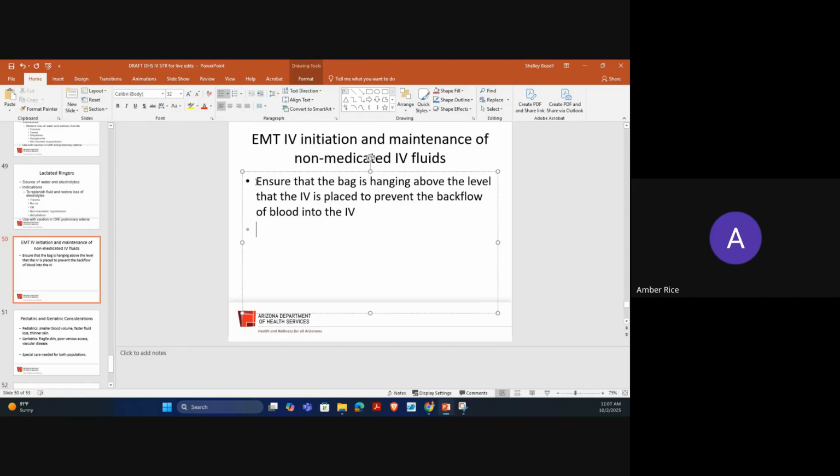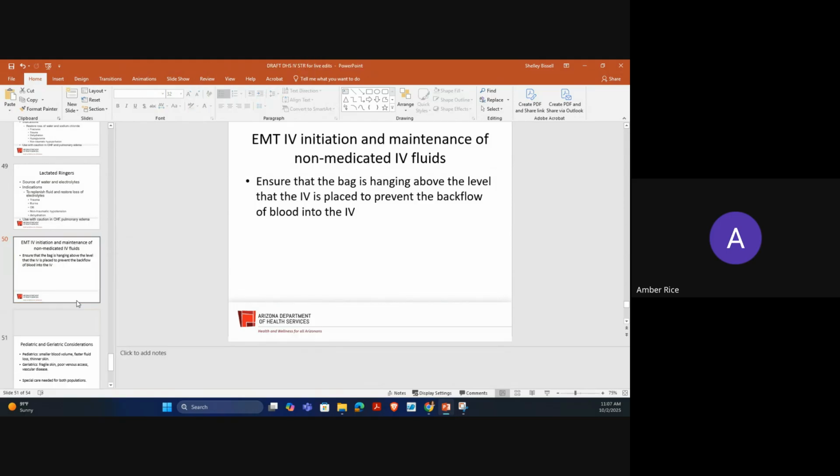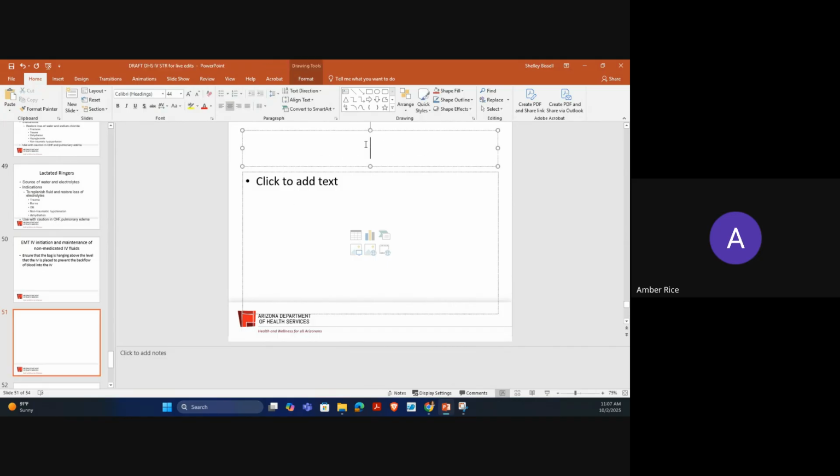What else? What other points? Do we need anything about spiking the bag? It seems pretty self-explanatory, but do they need instruction on that? We have that above, Jason. Okay. Calculating maintenance rates just for the fluid. So maybe a new slide, Shelley, that says adjusting the flow rate or something like that.